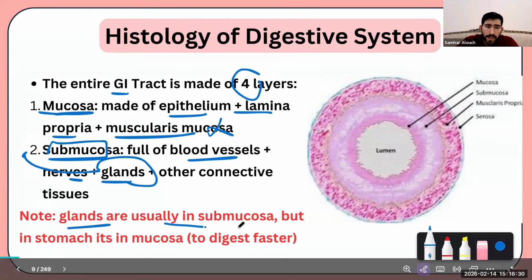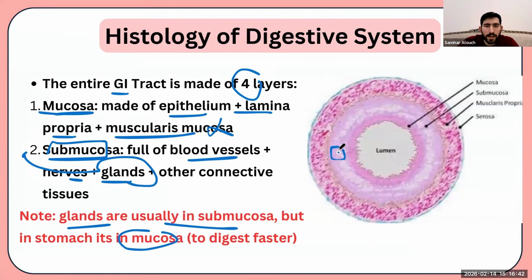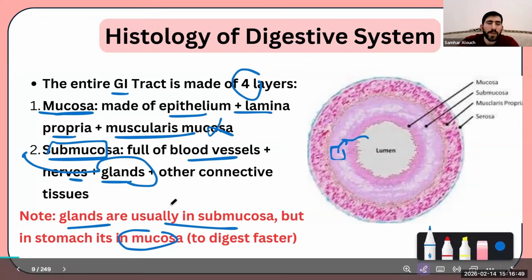Glands are usually in the submucosa. However, only in the stomach are they in the mucosa. That's because in the stomach, we need to digest very fast. If the glands were in the submucosa, the secretions would take time to reach the mucosa, then the lumen. In the stomach, we need to do everything very fast, so the glands are in the mucosa, and the secretions reach the lumen quickly.